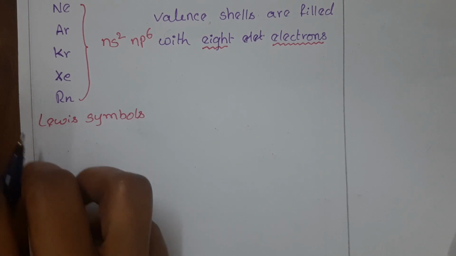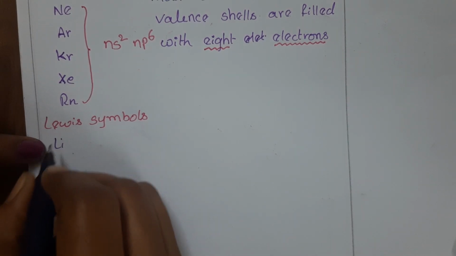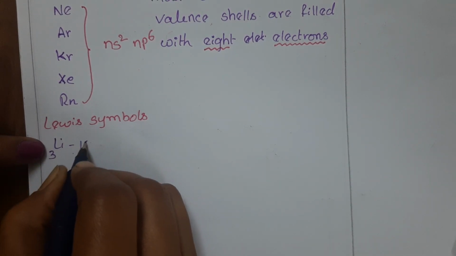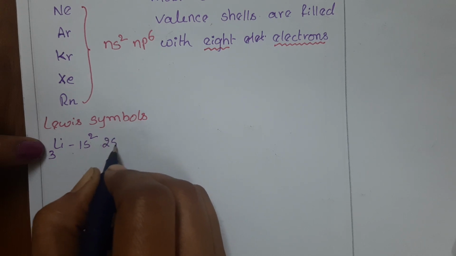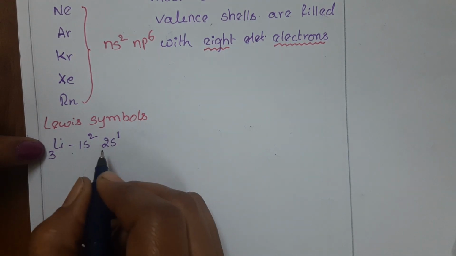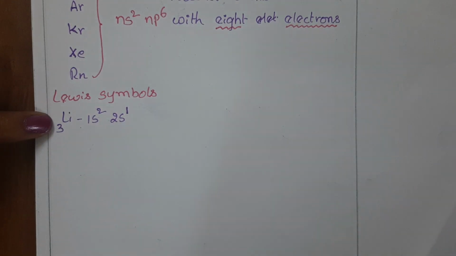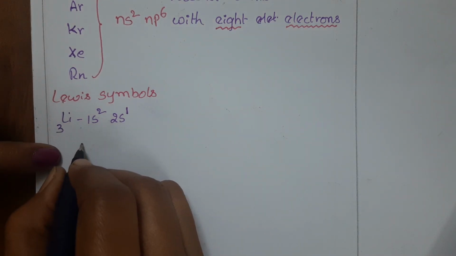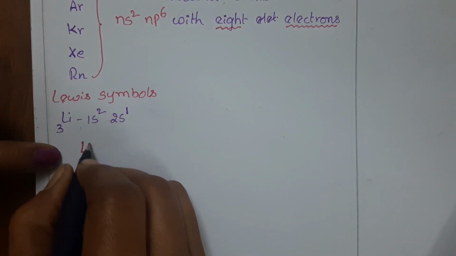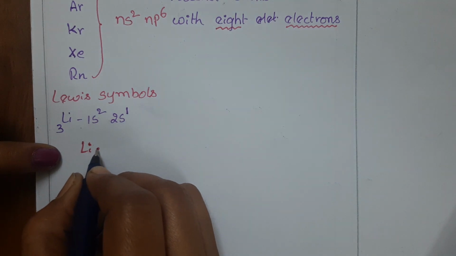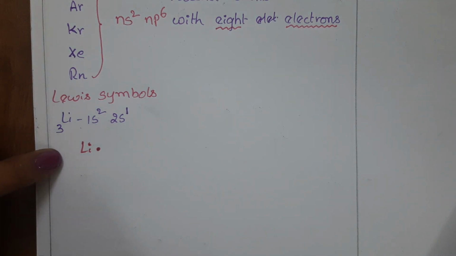So in Lewis symbols, first let us take lithium. Lithium atomic number is 3 and the electronic configuration is 1s2 2s1. It is nothing but lithium contains 1 electron in its valence shell. To represent that valence shell electron of lithium, we write lithium and only 1 electron. So we can put a simple dot, 1 dot around a lithium atom. This is called the Lewis symbol of lithium.